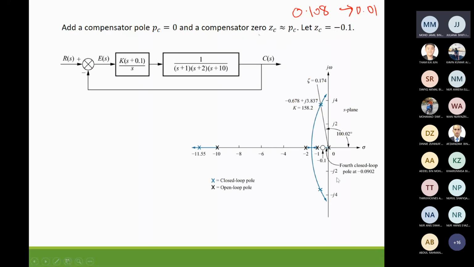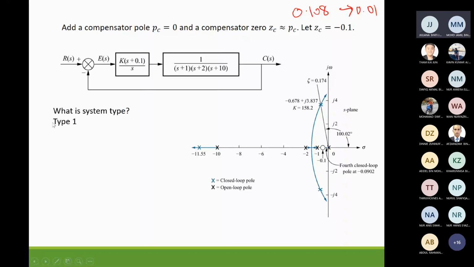So you can sketch the new root locus using MATLAB. So this is the new position of poles and zero. And then you want the system to behave at the same damping ratio. So at the same damping ratio, it will cross this line here at negative 0.678 plus 3.837 j, and the gain is equal to 158.2.